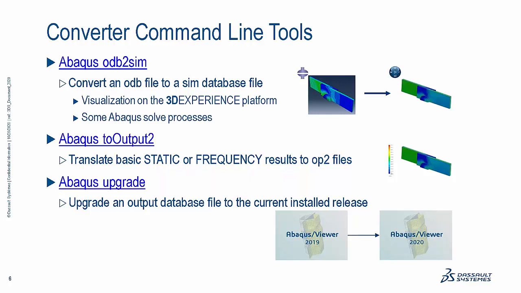Abaqus Upgrade just takes an output database file from a currently installed release to another currently installed release. So if you have 2018 on your computer and you have 2020 on your computer and you want to use 2020, but the database is from 2018, you can use Abaqus Upgrade to upgrade the database to the current version.